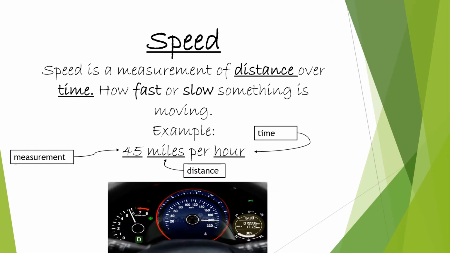Speed is a measurement of distance over time. How fast or slow something is moving. Like for example, 45 miles per hour. The 45 is the measurement, the miles is the distance, and the hour is the time.